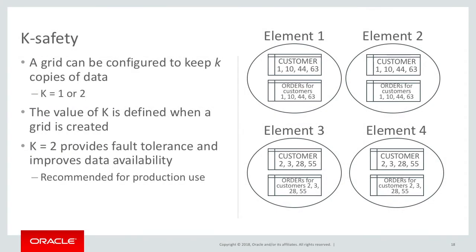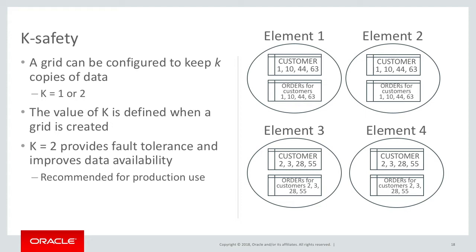Now, I've said a couple of times now that a grid can be configured to keep more than one copy of data, right? And that certainly is what we would encourage production customers to do. If you keep two copies of your data, then you have high availability and fault tolerance. If one host goes down, that's okay, everything keeps running. And we call that K safety. A grid can be configured to keep K copies of data. In this release, K is either 1 or 2.